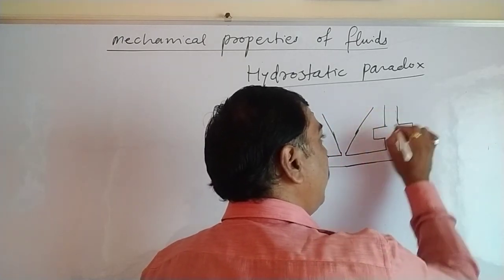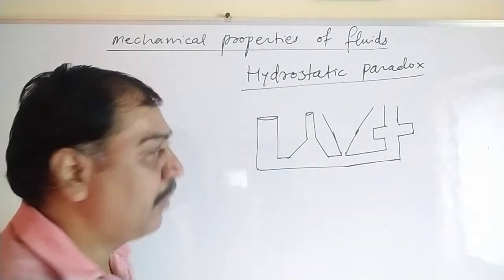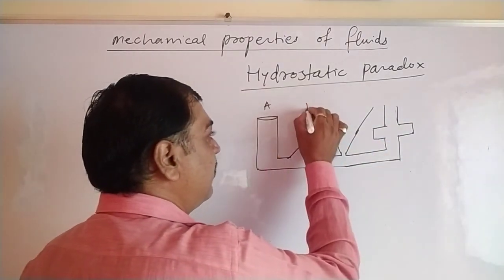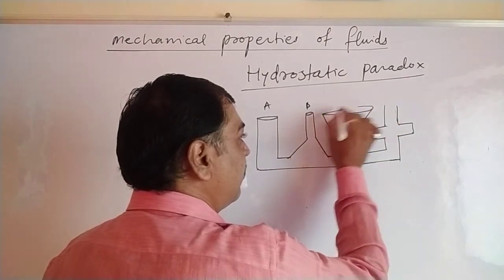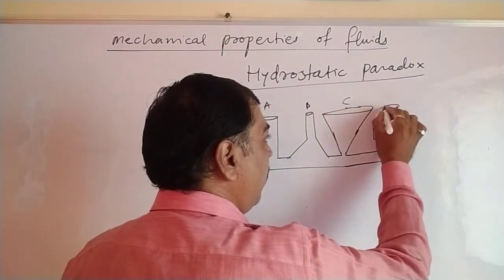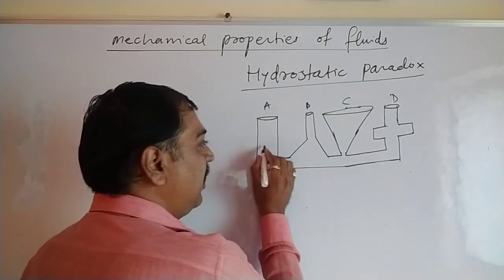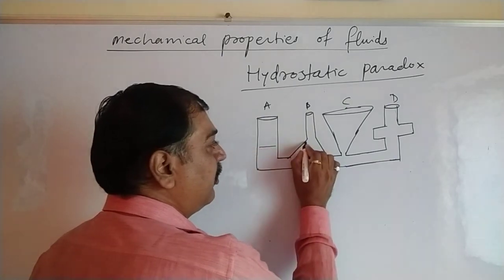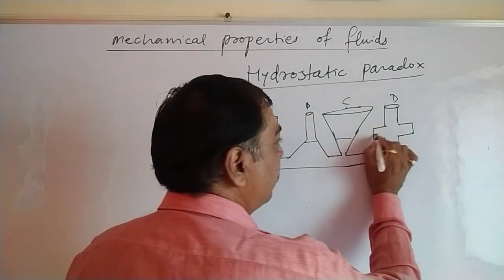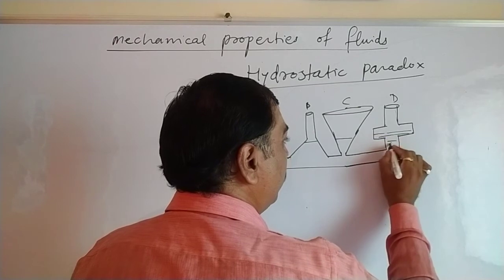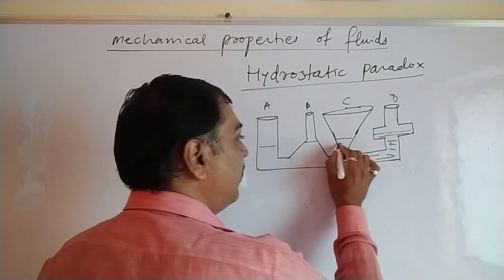Such type of 4 different shapes they have taken, and they have given the names as A, this is B, and this is C, and this is nothing but a D. And this all is filled with liquid. Suppose this liquid gets filled in all of this, all filled with the liquid.